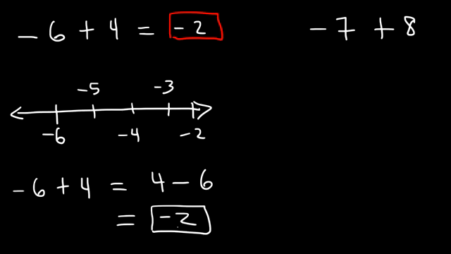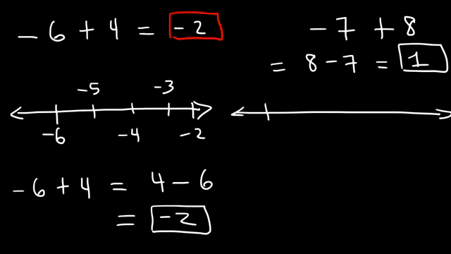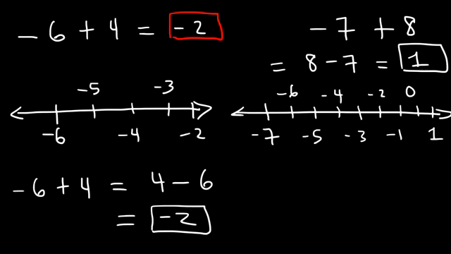Now what about negative 7 plus 8? That's equal to 8 minus 7, which is going to be positive 1. But let's use the number line to confirm it. So let's start with negative 7 and let's travel 8 units to the right since we're adding 8 to negative 7. 1, 2, 3, 4, 5, 6, 7, 8. This is negative 6, negative 5, negative 4, negative 3, negative 2, negative 1, 0, positive 1. So negative 7 plus 8 is positive 1.